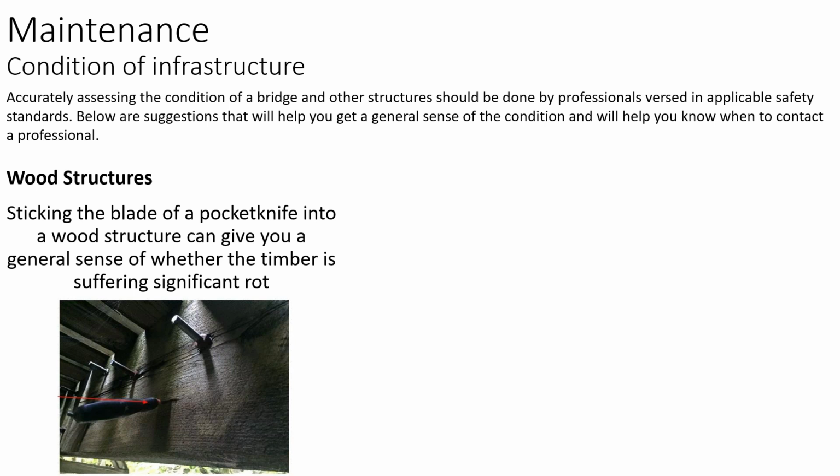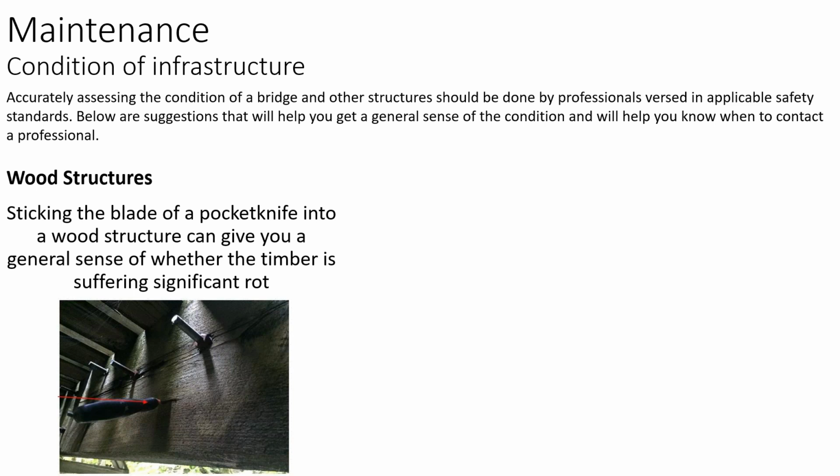the easiest way to maintain the condition of your infrastructure is to have a good design and layout and to minimize the infrastructure that you have. Accurately assessing the conditions of bridges and other structures is important. And one way that you can do it with wood structures is by sticking the blade of a pocket knife into a wood structure, which can give you a general sense of whether the timber is suffering from significant rot.